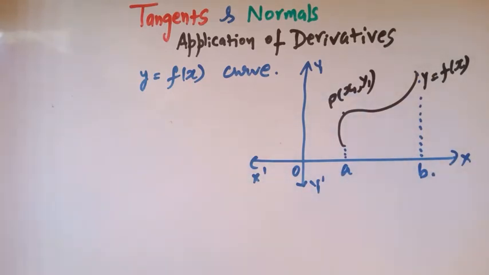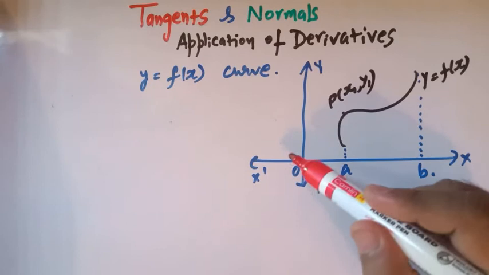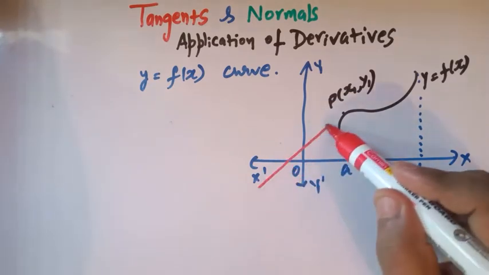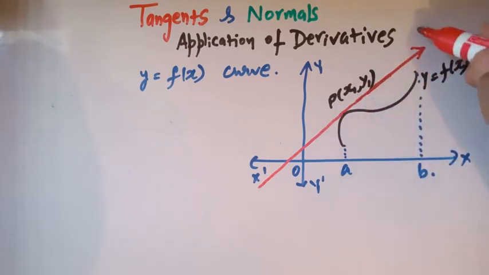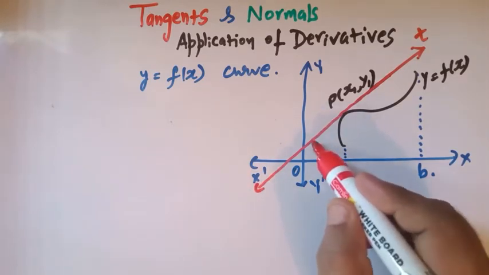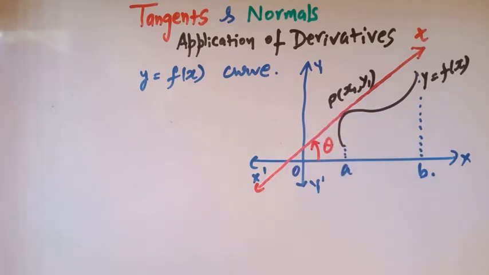Now suppose we draw a tangent to this curve at point P. So let us draw the tangent. Now say this is the tangent, say T is the tangent. Now this tangent, say, makes an angle of theta with the positive direction of x-axis. Now the aim of this discussion is to find the equation of this tangent.